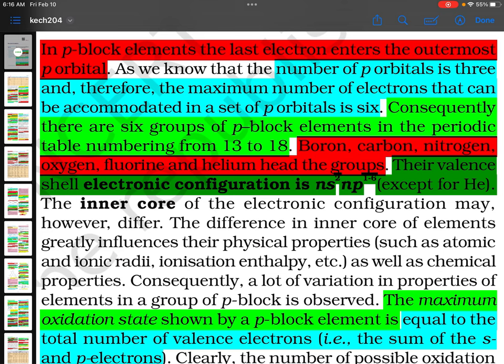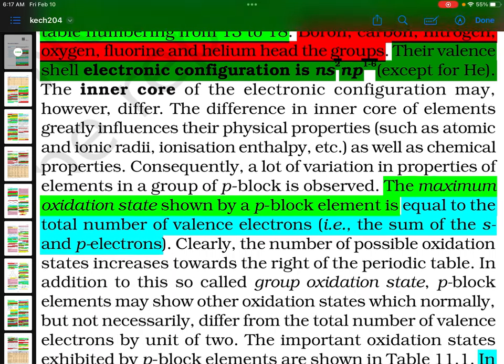In p block elements, the last electron enters the outermost p orbital. The number of p orbitals is 3, so 6 electrons are possible. So 6 groups will be there: 13, 14, 15, 16, 17, 18. Boron, carbon, nitrogen, oxygen, fluorine, and helium head the groups. Their valence electronic configuration is ns2 np1 to 6.